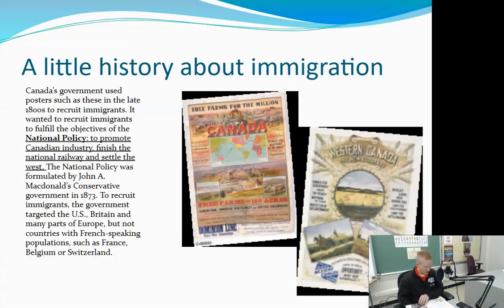So, just a quick little history lesson here about immigration in the past. Canada's government used posters such as these in the late 1800s to recruit immigrants. It wanted to recruit immigrants to fulfill the objectives of the National Policy: to promote Canadian industry, finish the national railway, and settle the West. The National Policy was formulated by John A. Macdonald's Conservative government in 1873. To recruit immigrants, the government targeted the U.S., Britain, and many parts of Europe, but not countries with French-speaking populations such as France, Belgium, and Switzerland. So, with these posters from the 1800s, they really only wanted people from the U.S., Britain, and many parts of Europe. So you're thinking white English-speaking people right now.